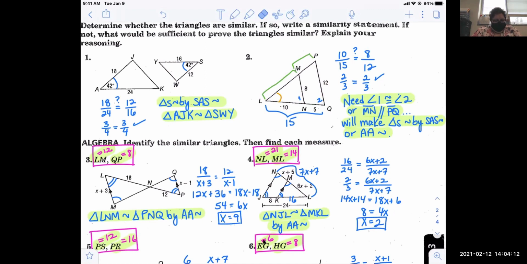And then number 4, be careful with number 4 because it's like the one we just did. 16 is to 24. 6x plus 2 is to 7x plus 7. Nick? No. Yeah, that'd be fine. That's fine. Yeah. Questions on 1 through 4?